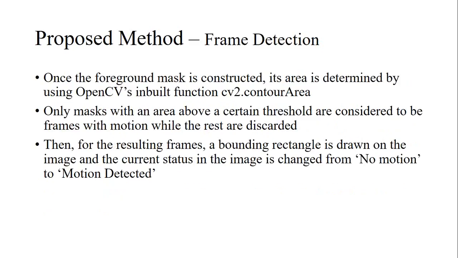Now, let us take a look as to how the motion detection is performed on the image. Using the contour area, we can determine the area of the foreground. Only areas above a certain threshold are considered while the rest are ignored. A bounding rectangle is then drawn on all areas above a certain threshold using the coordinates obtained.